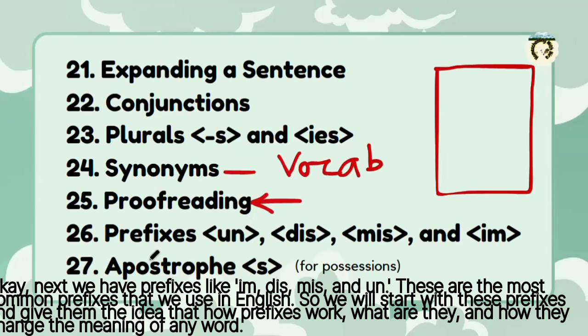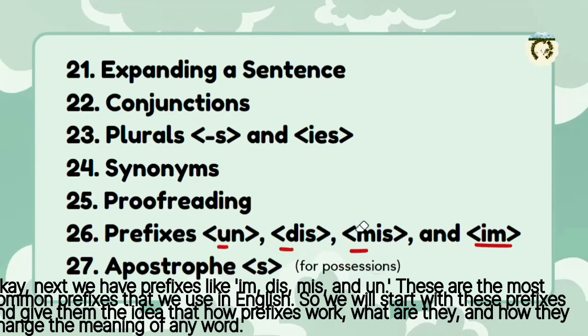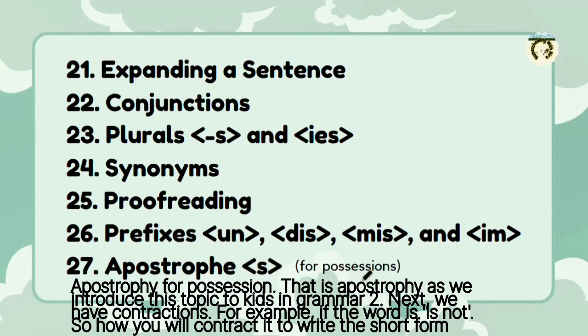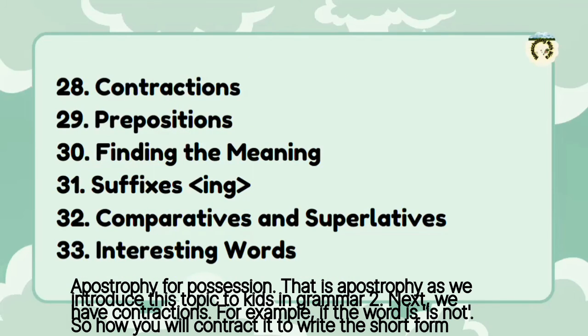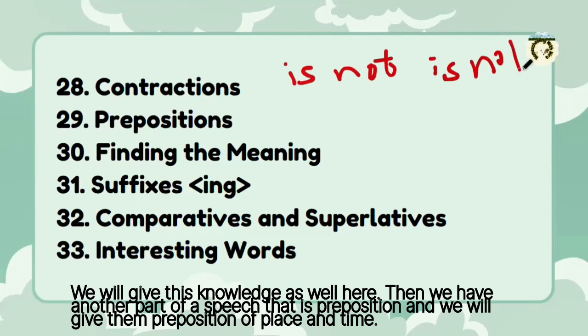Next, we have prefixes like un, dis, mis, and im. These are the most common prefixes that we use in English. So we will start with these prefixes and give them the idea of how prefixes work, what they are, and how they change the meaning of any word. Apostrophe for possession, that is apostrophe S. We introduce this topic to kids in grammar 2 as well. Next, we have contractions. For example, if the word is not, how do you contract it to write the short form? We will give this knowledge here as well.